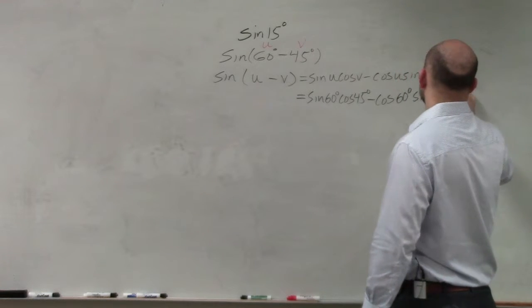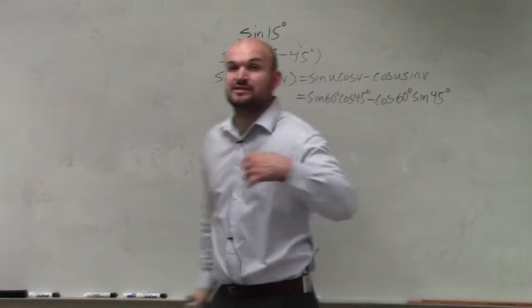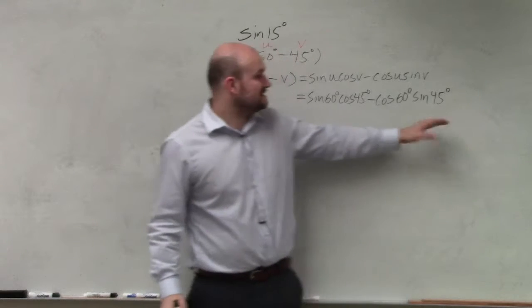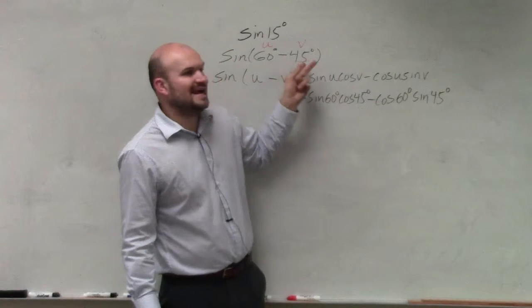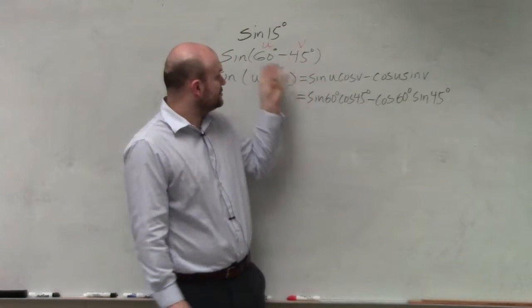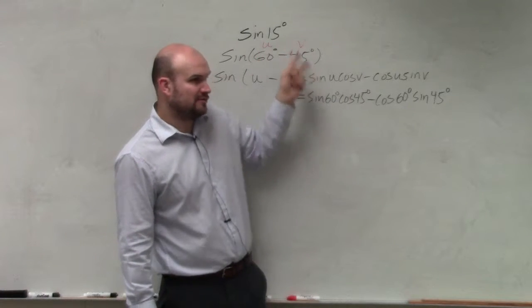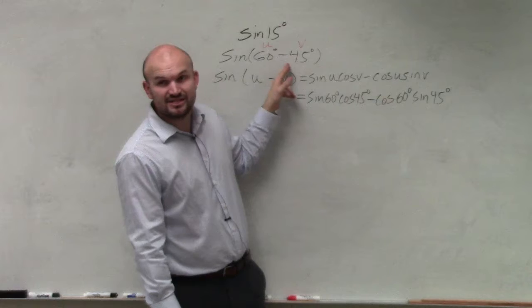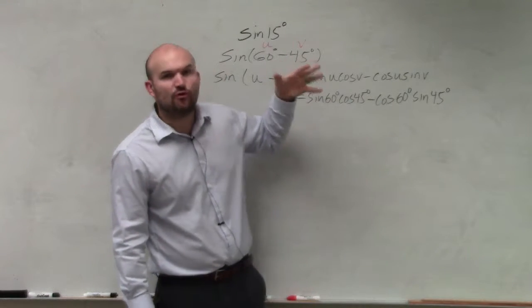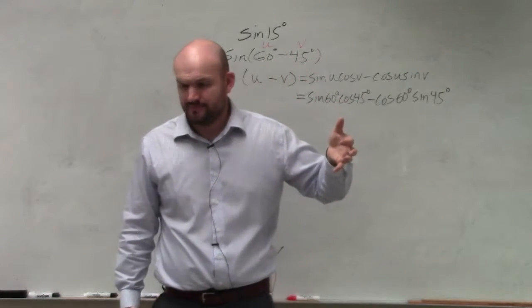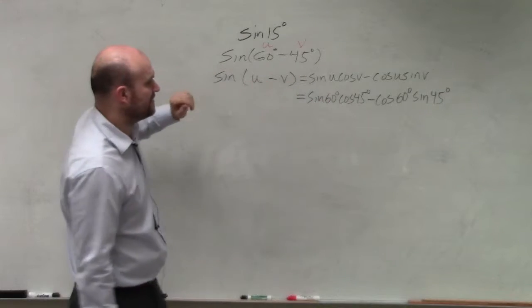Now, one thing that students make a lot of mistakes about is they want to make v negative 45 degrees. No, it's u minus v. So 60 degrees is u, 45 degrees is v. Whether it's positive or negative just tells you which formula to use. Does that make sense? OK? So don't make that a negative 45.